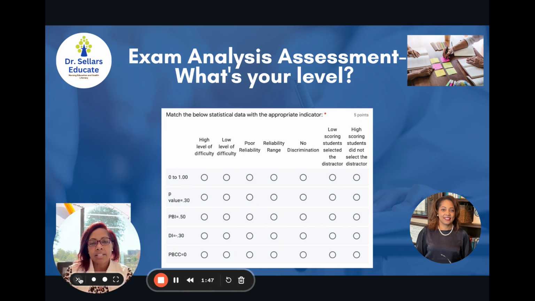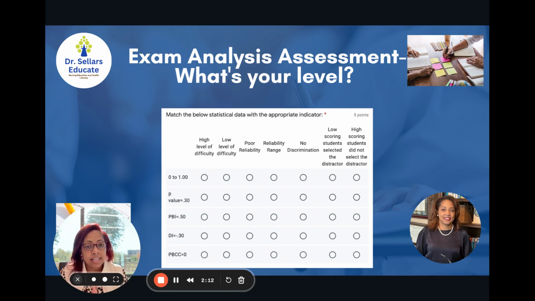You're going to see on my screen the snapshot of the exam analysis assessment. We have two different levels. This is going to be the basic level. So if you head over to our website, nursingeducatation.com, you will see at the very top an area for you to receive your assessment directly to your email. And what you're going to see after you complete the assessment is going to be the correct answers.